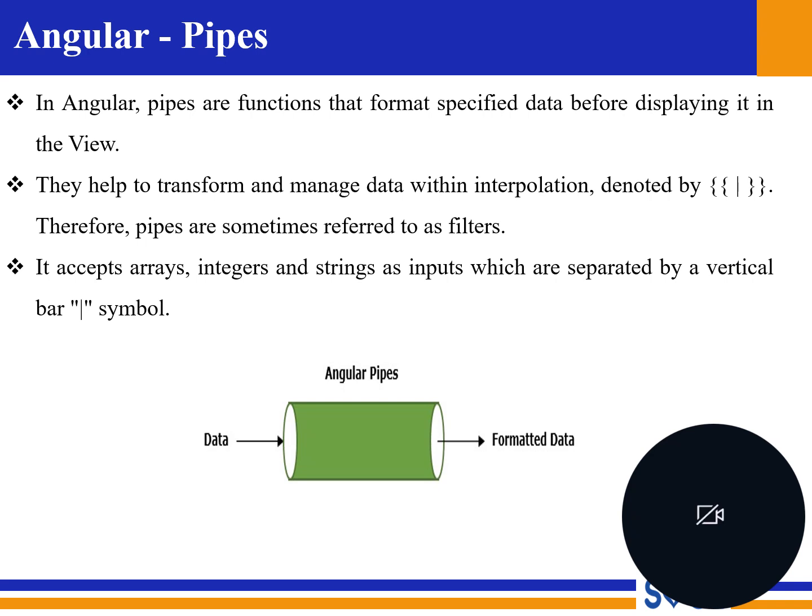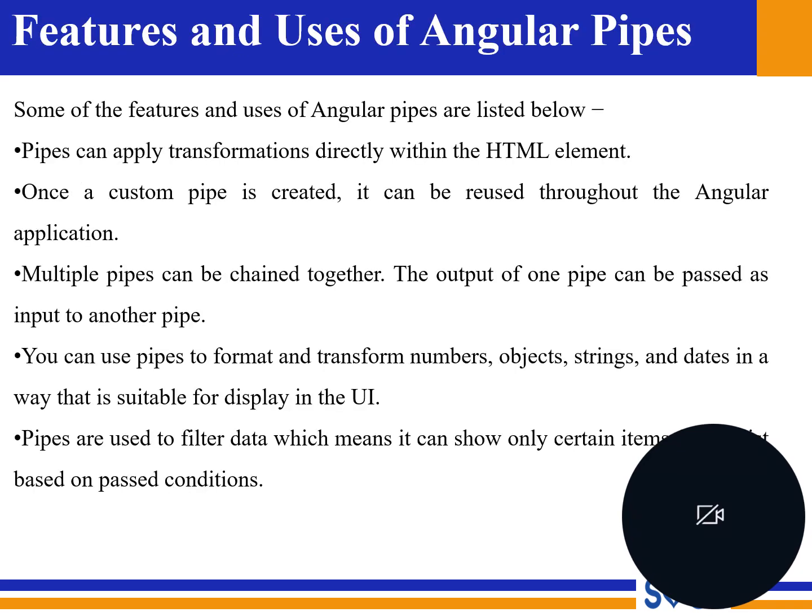It accepts arrays, integers, strings, and inputs, which are separated by a bar symbol. Here we give the data, the Angular pipe works on the data, and then gives the formatted data as the output. These are the features and uses of the Angular pipe.